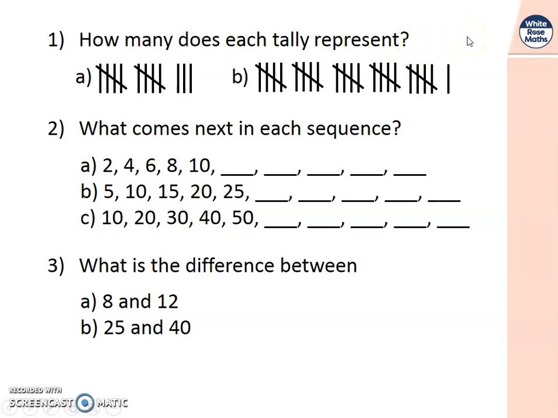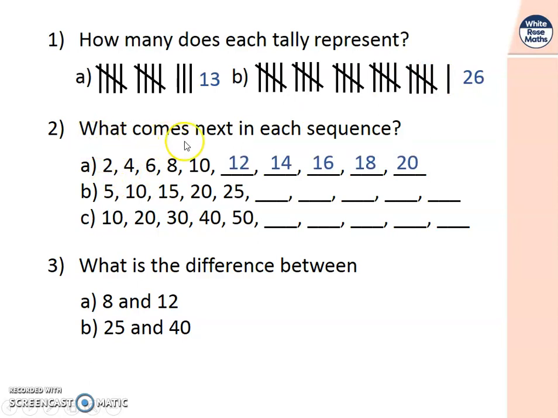1. How many does each tally represent? Pause the video. Do A and B. Let's see how you did. A is 5, 10, 11, 12, 13. B is 5, 10, 15, 20, 25, and one more is 26.